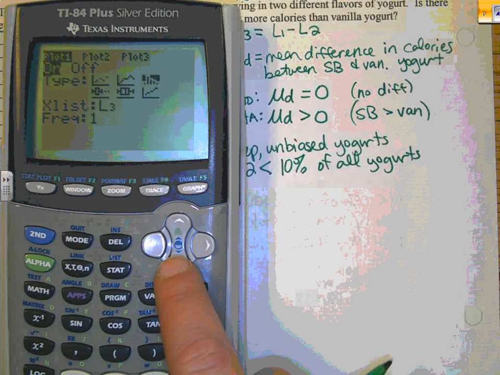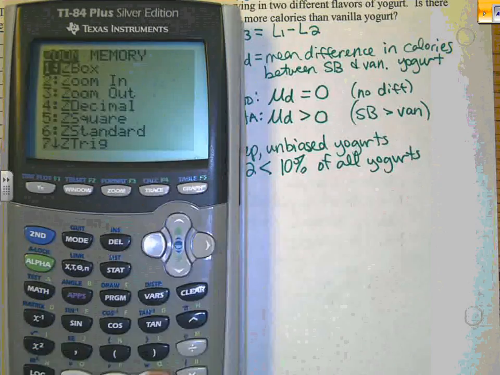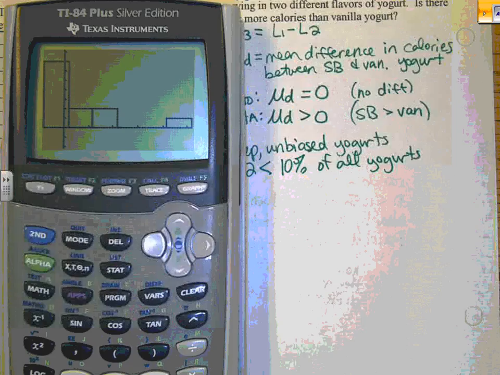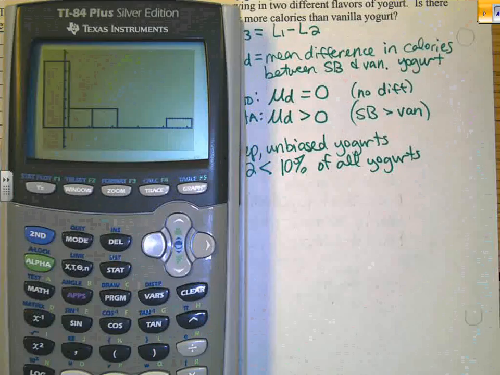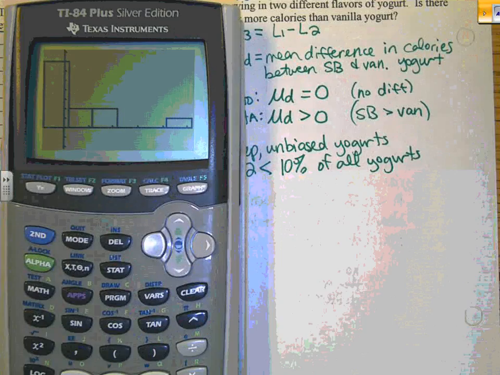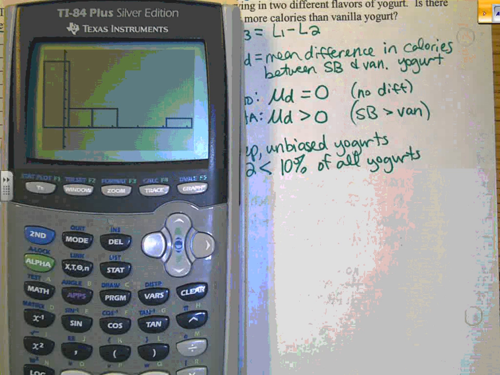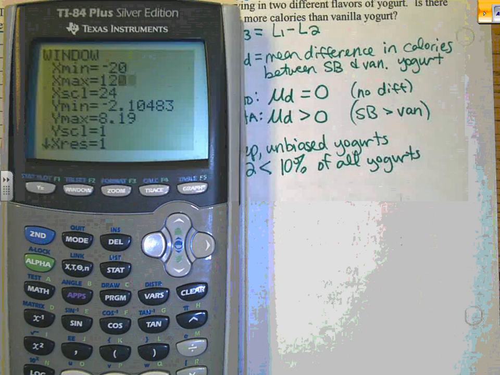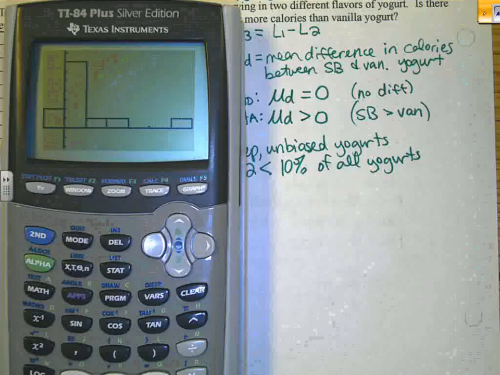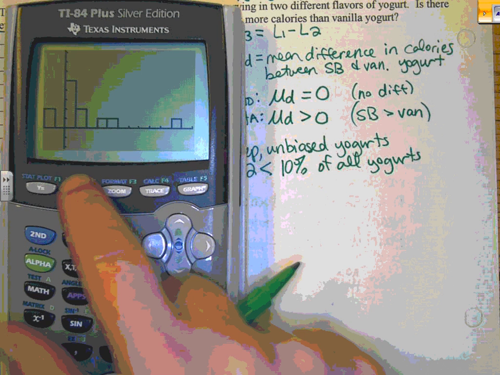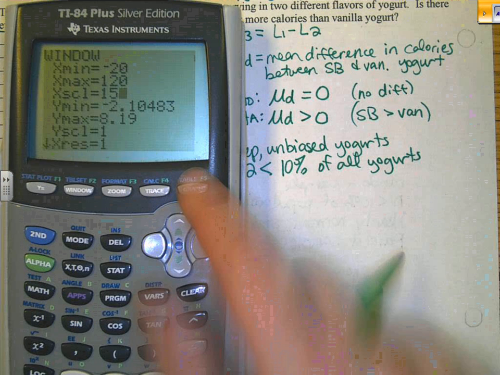All right, let's look at the histogram. So when I just hit zoom 9, this is what the histogram looks like. That's awful. Part of it is to the left of the y-axis. Just negative. You have more negative. So let's see if we can fix the window a bit. Not good. Worse. Not bad.